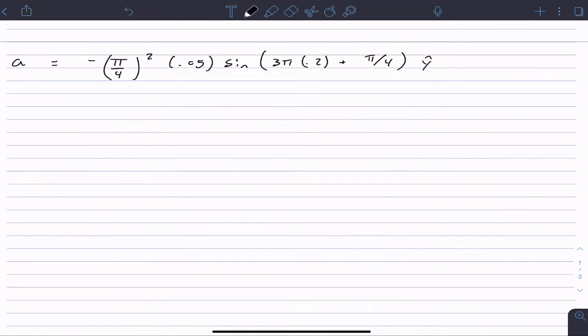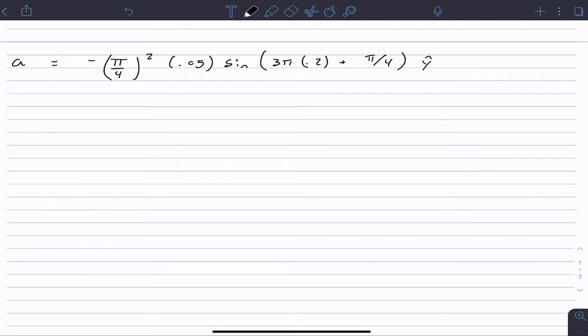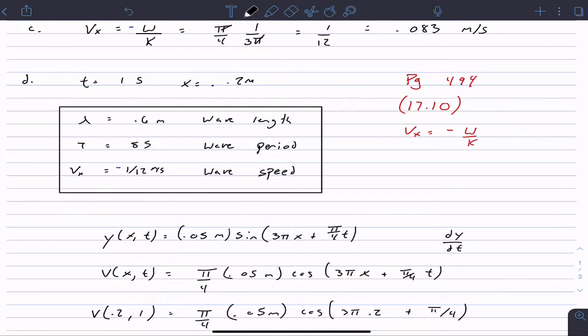Again, there's more about it in the book. Okay, so if we just plug this in, oh, I already did. This gives us a value of negative 0.014 meters per second squared in the y hat direction. Next problem. We're looking at number 24, page 517.